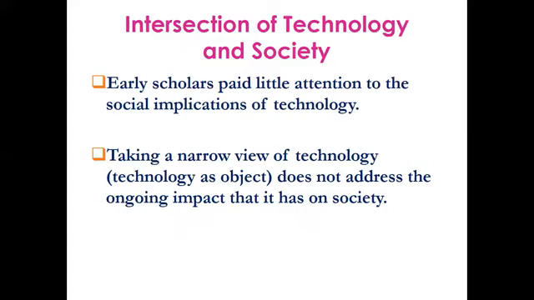Intersection of technology and society. So early scholars paid little attention to the social implications of technology, as we mentioned before. Taking a narrow view of technology as an object does not address the ongoing impact that it has on society. So it is very difficult to look at technology in one direction or just as an object. Those days are past. It has come to be stated that there is an interaction between society and technology, and we have to see it as such.